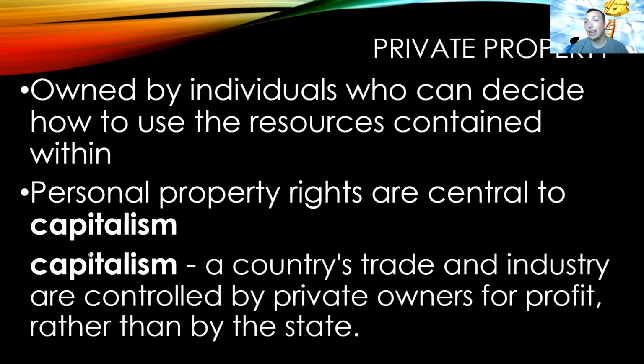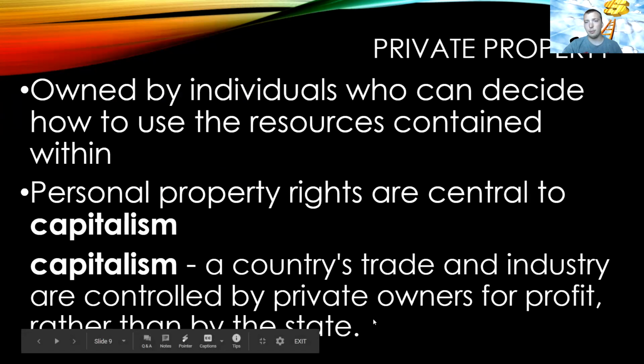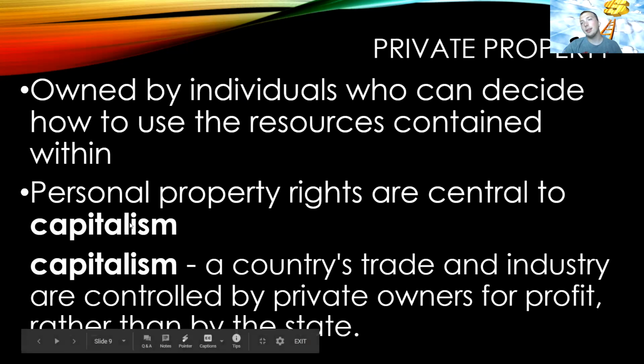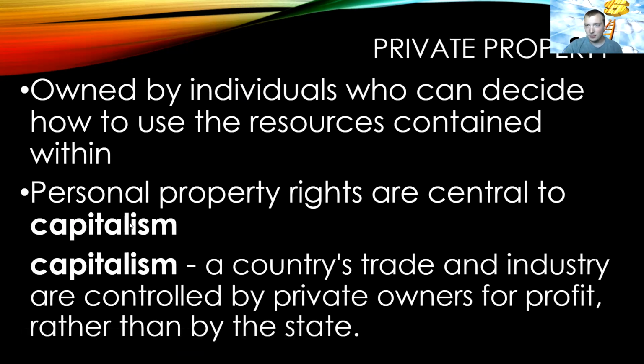So we talked a little bit about capitalism before. And this is where a country's trade and industry are controlled by private owners for profit rather than by the state. And without private property, there is no capitalism. As we talked about in lessons previously, communism in its purest form is a society without private property. On the other hand, private property is absolutely essential to capitalism because that allows people to make business.